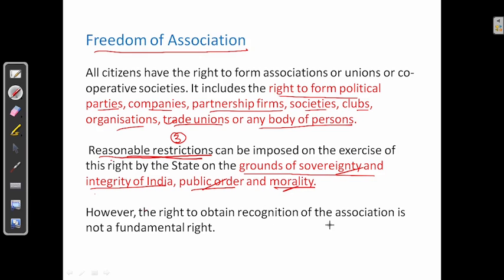See, the right to obtain recognition of the association is not a fundamental right. That means it is not enforceable by the court. Okay, next.